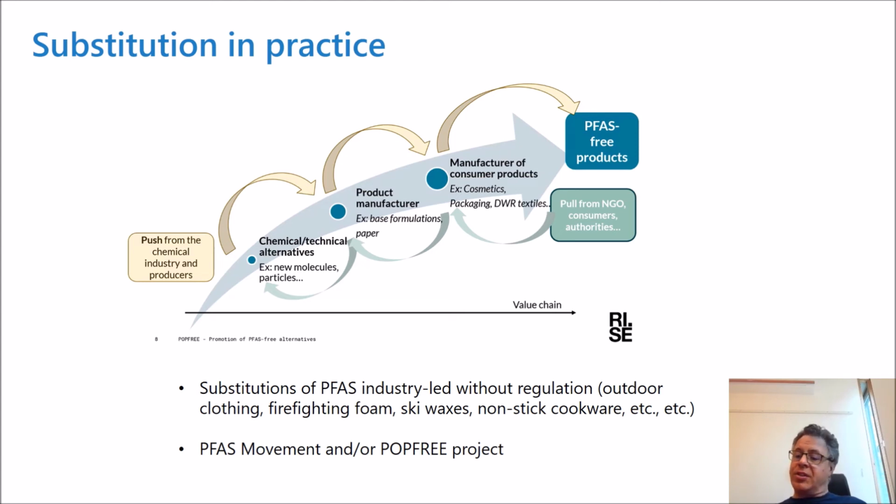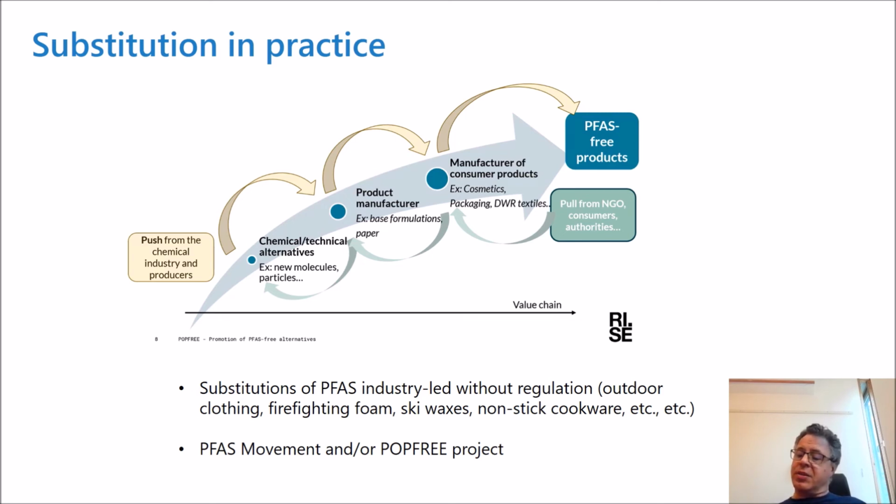The concept does not necessarily have to be applied in regulation alone. Indeed, many of the substitutions of PFAS have been led by industry, albeit with the overhanging threat of regulatory pressure. The phase out of PFAS in adult clothing, ski waxes, firefighting foams, non-stick cookware, film forming agents, and many more uses have occurred without regulation.